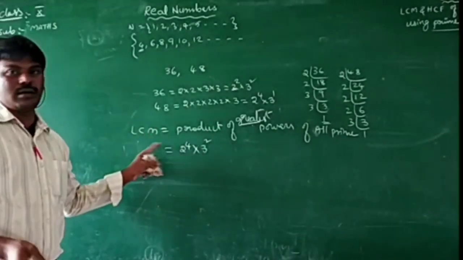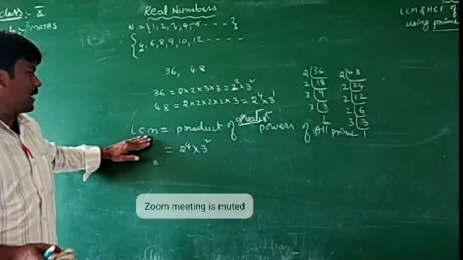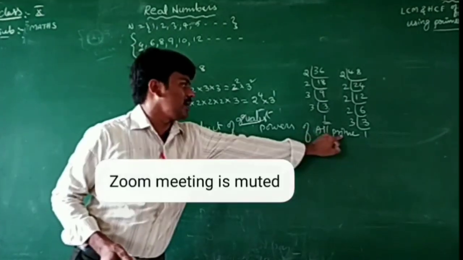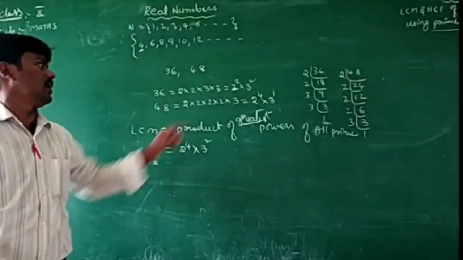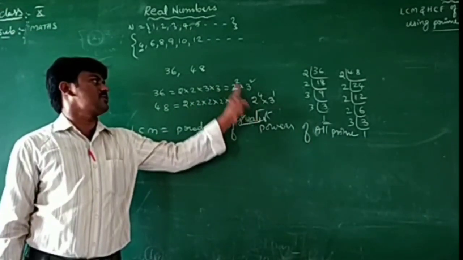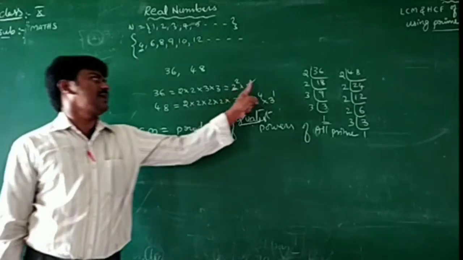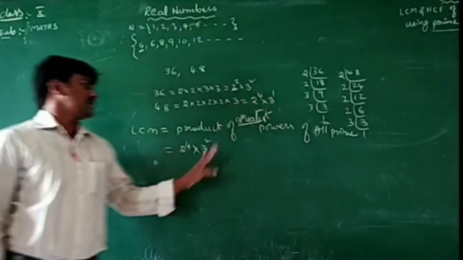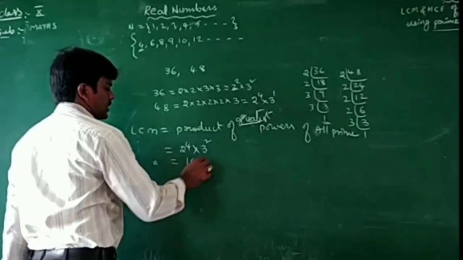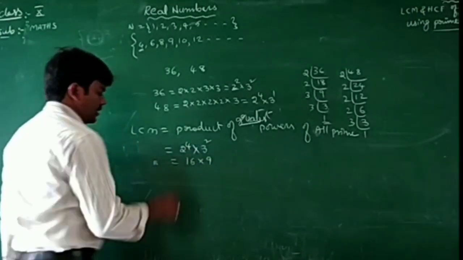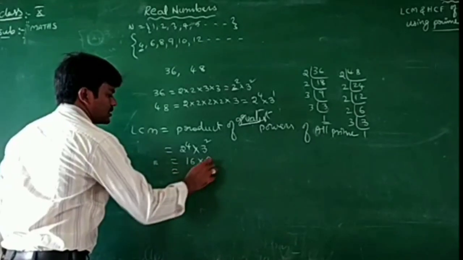So again I am reminding you, we should take all primes with the greatest power only. Here the greatest power of 2 is 2 power 4, and of 3 is 3 square. Now the product: 2 power 4 is 16, 3 square is 9. So 9 16s are 140.